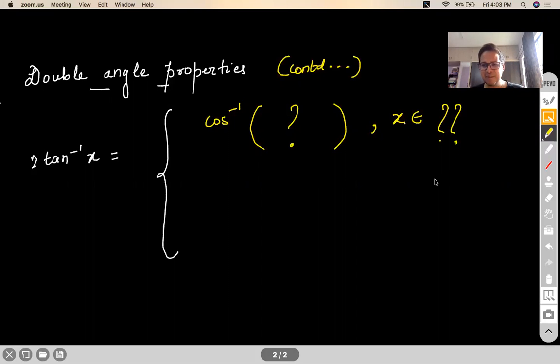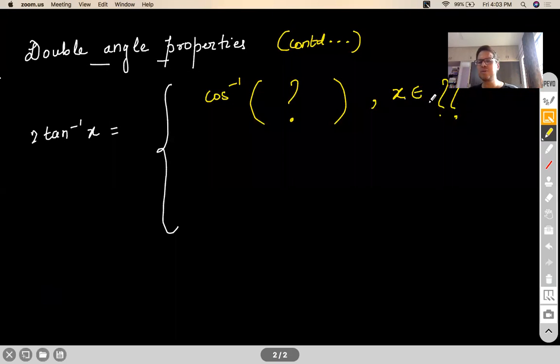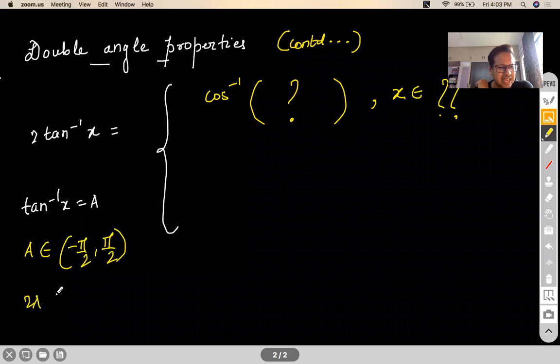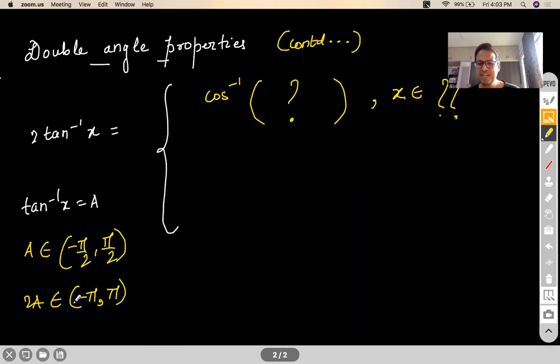Now let's say I'm a person who normally forgets things. If I have to solve this question, how will I solve it? I'm just going to use my property number 2, nothing else. So let's say I call this angle A. One thing you would all notice is that A lies between minus pi by 2 to pi by 2. So 2A will lie between minus pi to pi. Correct?